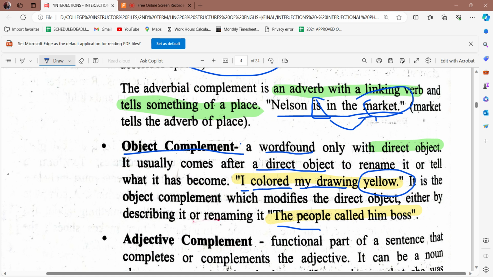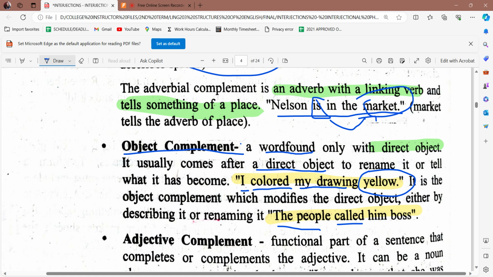Okay? The people. Now, let's check our verb. Okay, our verb is the word called. Is this an action or an auxiliary or a modal verb? Okay, this is an action verb because it tells or it shows action. Very good. Now, let us check kung asa diri ang nag-answer sa question na who or what. For this sentence, unsa ba yung answer? Who or what? Who, okay.